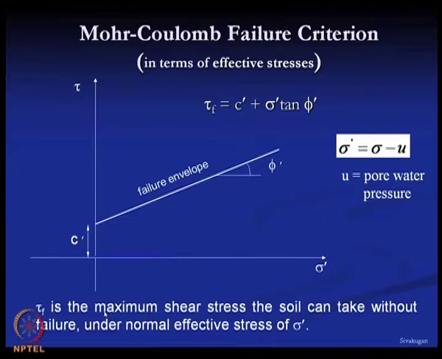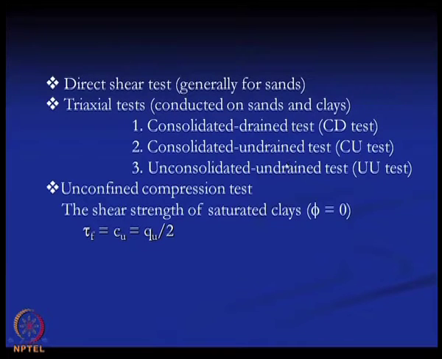So, tau f is the maximum shear stress the soil can take without failure under normal effective stress sigma bar. Here we can see C and phi are the strength properties of the soil. These two parameters are very important for foundation design, for foundation bearing capacity design. How much load a foundation can carry is determined based on these two parameters, which we have to determine in the laboratory.